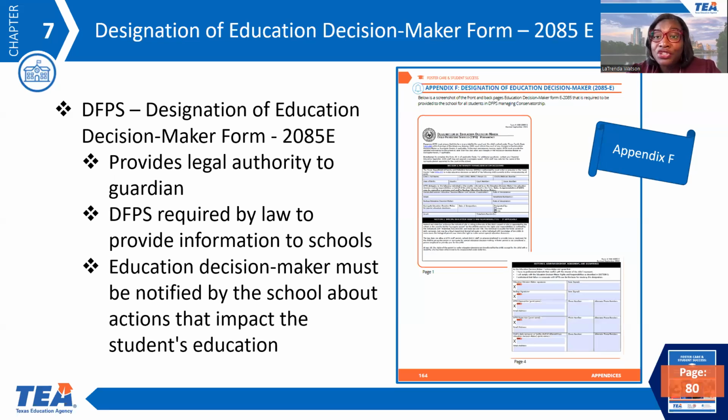Please ensure that you can read this form and that you see signatures on it. This is the proper authority given to the guardian by DFPS and the courts. We need to make sure that you see this information.